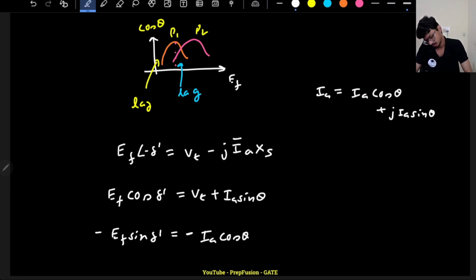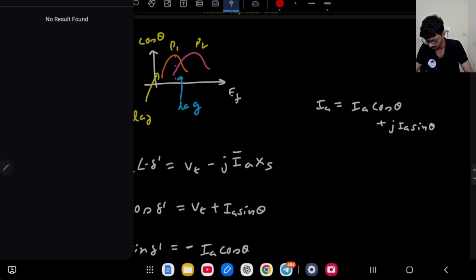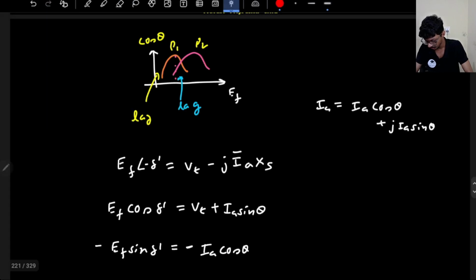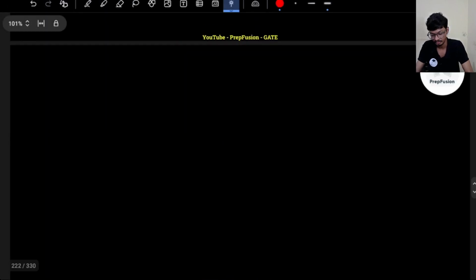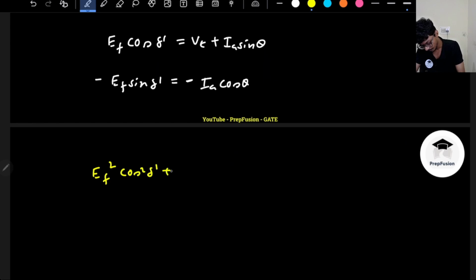Now what will I do? I will do a very tricky thing. I will square both sides and then add them. Basically, I have to eliminate delta, because I have to find out the power factor. If I square both sides, this will be EF square cos square delta plus EF square sin square delta, in which cos square delta plus sin square delta will be eliminated.